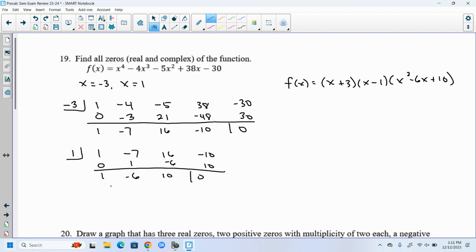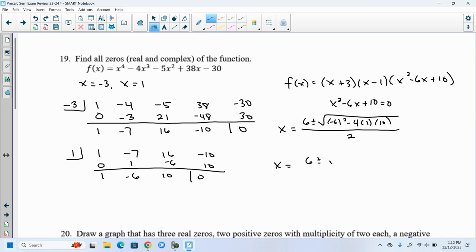Since there were no other places that hit the x-axis, that means they're going to be complex roots, and I'm going to use the quadratic root formula with x squared minus 6x plus 10. And we want to see where that equals 0. So I get x equals -b, which is 6, plus or minus the square root of -6 squared minus 4 times 1 times 10, over 2 times 1, which is 2.